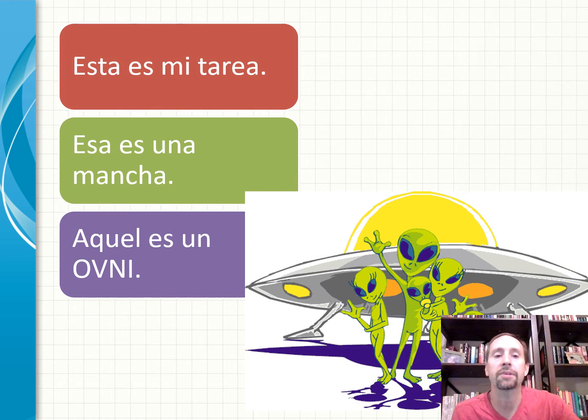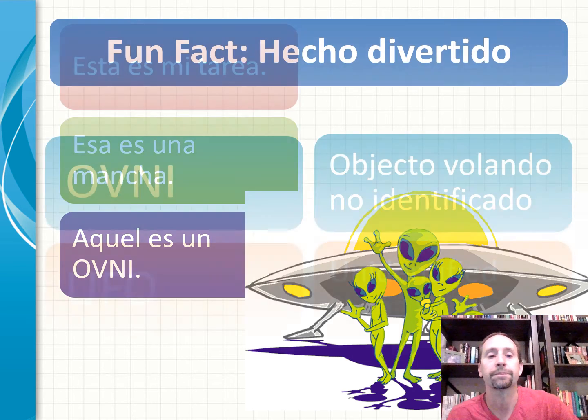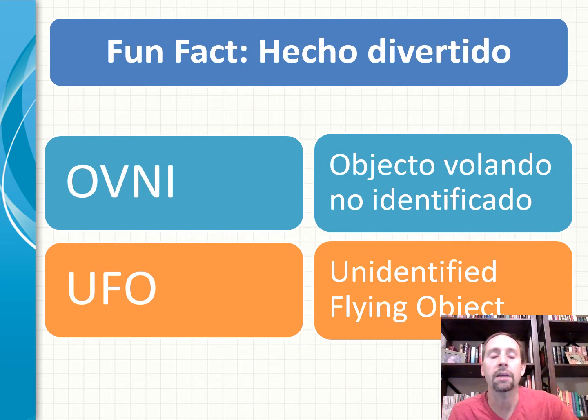All right, so here are some examples. Esta es mi tarea. This is my homework. Esa es una mancha. That's a stain. And aquel es un ovni. Okay, see if you can figure out what ovni might be and what the acronym would stand for. All right, in English we call it a UFO, unidentified flying object. In Spanish it's an ovni, an objeto volando no identificado.